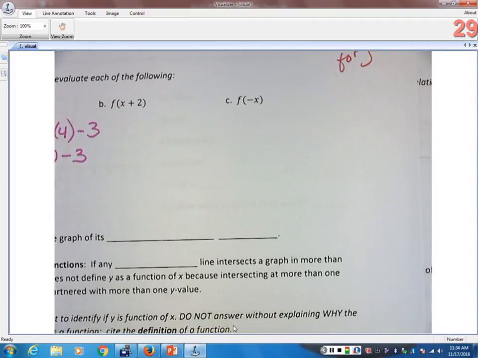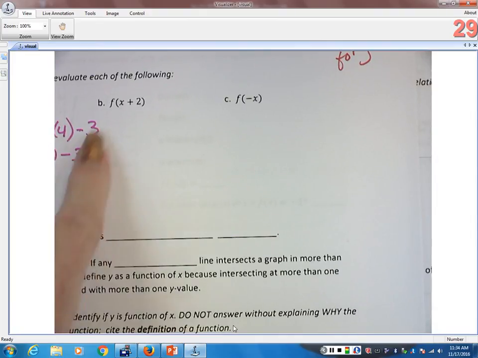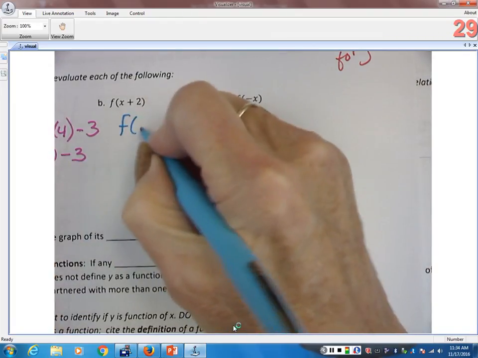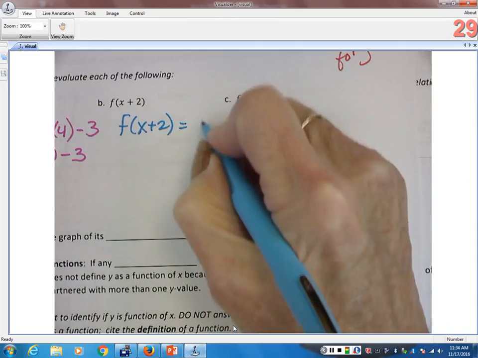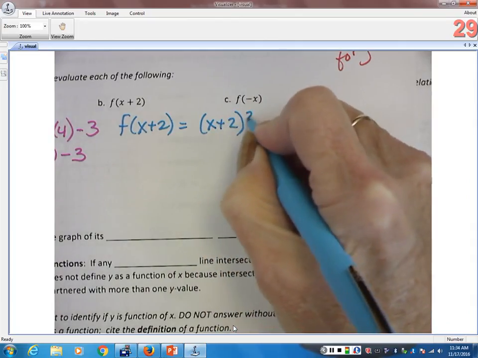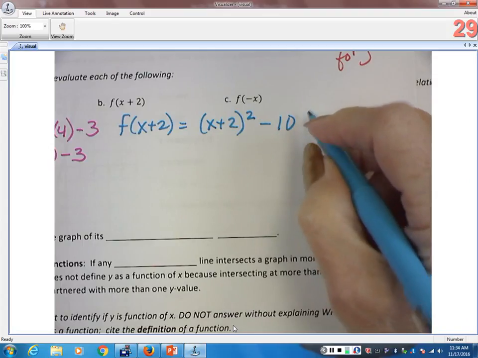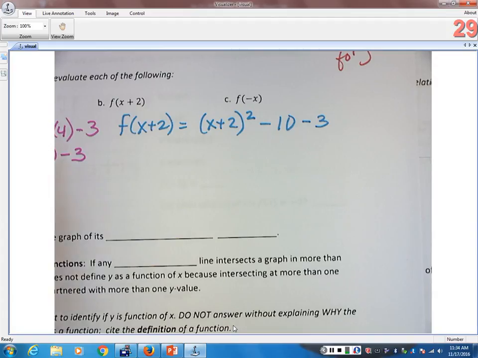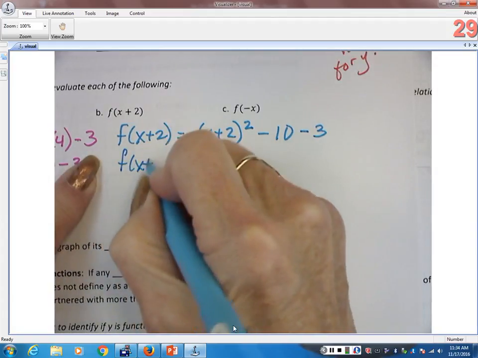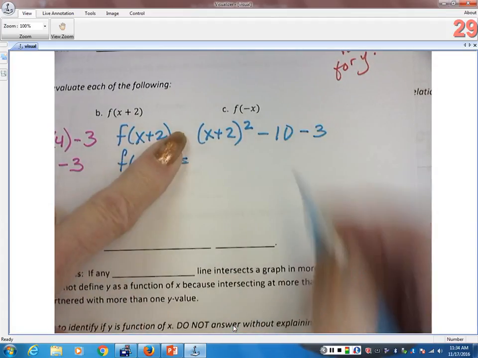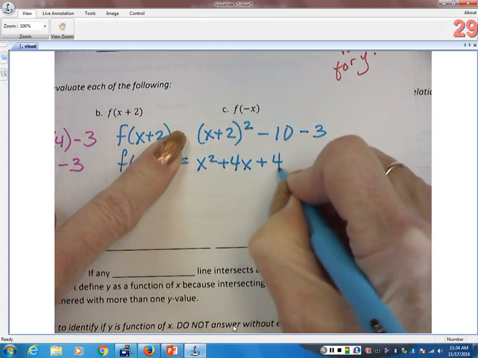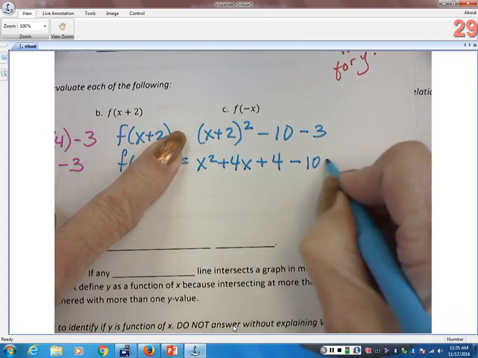f of x plus 2. Whatever x is in the function, replace it with x plus 2 everywhere. And since the function was x squared minus 10x minus 3, f of x plus 2 is going to be x plus 2 squared minus 10 minus 3. And then you want to simplify that. x plus 2 squared is x squared plus 4x plus 4 minus 10 minus 3.